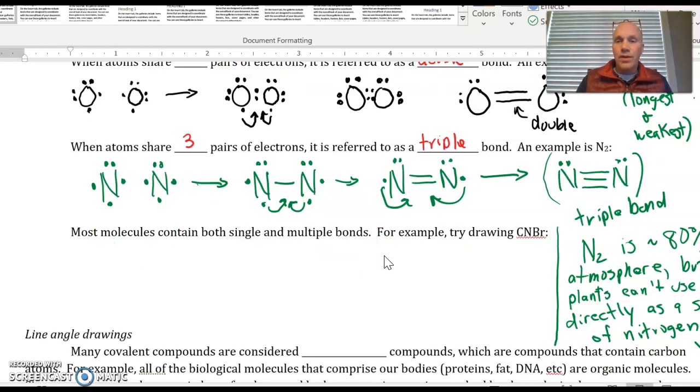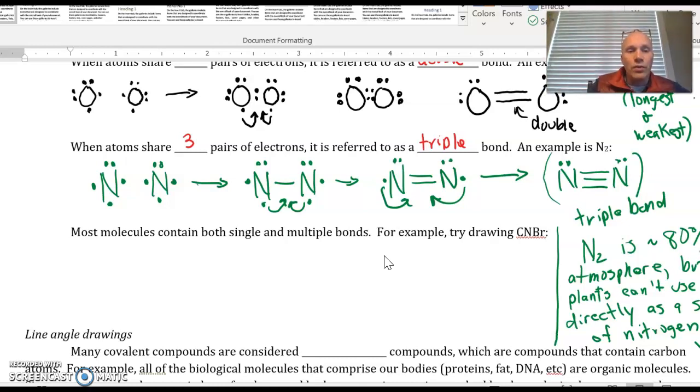The thing about drawing Lewis structures is a lot of times it takes a little practice. I highly recommend that if you're trying this, use a pencil, because sometimes it's just like putting a jigsaw puzzle together. You have to try some things, and sometimes they work, sometimes they don't. A pencil is going to allow you to make mistakes, at least while you're getting used to this.